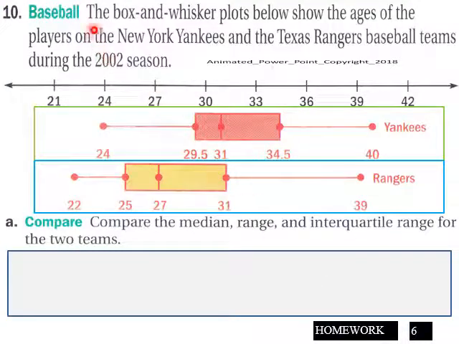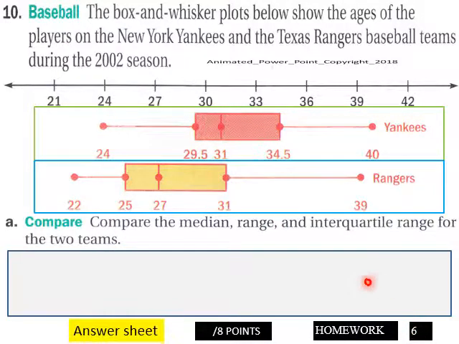Page 6, baseball question here. We have the ages of the players. A, compare the median, range and interquartile range for the 2 teams. Compare, meaning you got to write full sentences here to describe the comparison here between the New York Yankees and the Texas Rangers. Compare the median, range and interquartile range for each of the 2 teams. And you got 8 points here on this explanation.